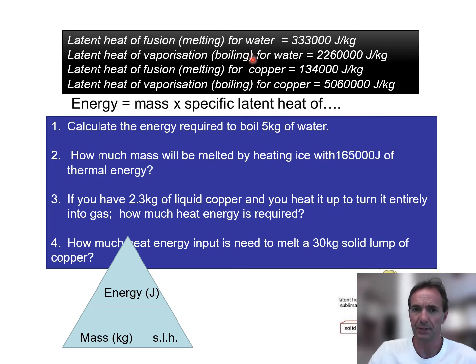So therefore you have to look at the data above. Water. Where's boiling? Water. There it is. Now, when we get into this, how much mass will be melted by heating ice with so much thermal energy. You can see I'm starting to be clear on the language. And again, if you have this much liquid copper and heat it up to turn into gas, again, it's specific latent heat of vaporization again, and how much energy input is required to melt this. So in other words, you're never really given that. You have to be able to know which one to use.